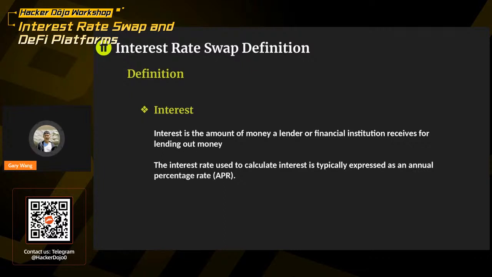So along with interest, there's always another term associated with this, that is the interest rate. Interest rate is used to calculate interest, and it's typically expressed as an annual percentage rate, APR. So in my previous example, where I deposit some money in the bank, the APR is 2%. So it's a very basic definition, and I believe everyone who is familiar with Web3 or with everyday life should know this concept.